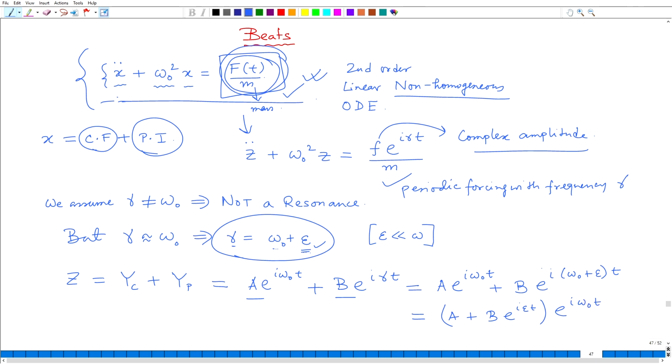Now, you see this is a periodic function, this is also a periodic function. Now, this has a frequency which is omega 0, this has a frequency of epsilon. You remember that A being a constant quantity, it does not change the periodic nature of the whole function. Maybe the initial values and the final values will change, but not the periodic nature. So, since epsilon is very small with respect to omega 0, this part will have a frequency which is much smaller than this part.